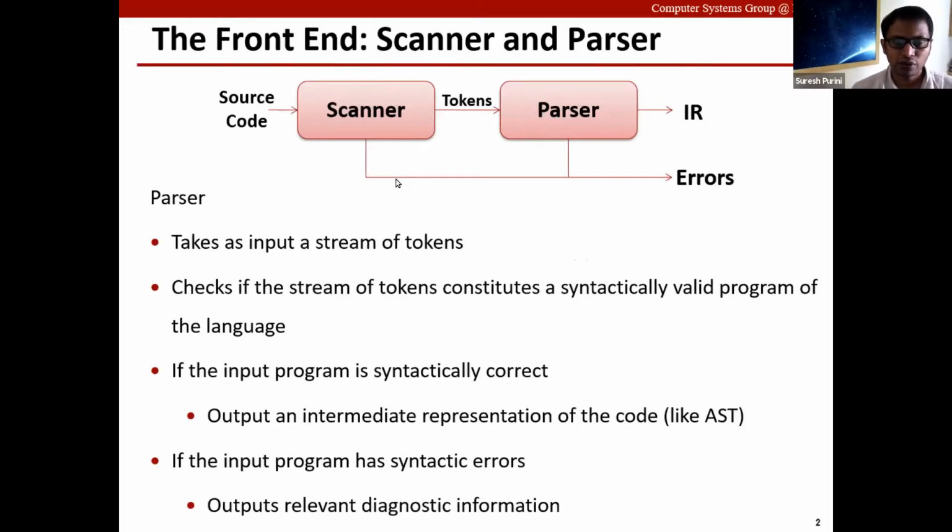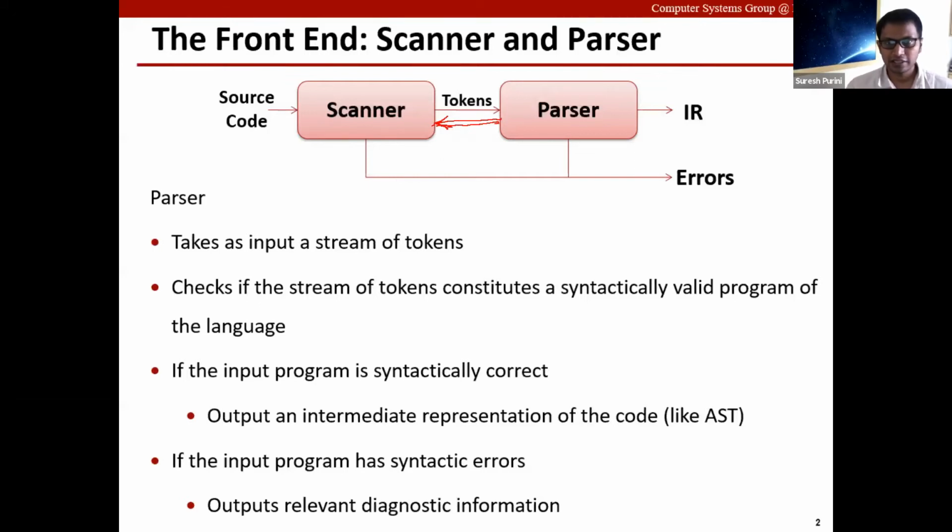What the scanner does is it takes the source code as input and it tokenizes the input. And in fact we have seen the way it works is the parser asks the scanner, could you please pass me the next token, and the scanner gives the next token to the parser. So the scanner and parser work in an interactive fashion.